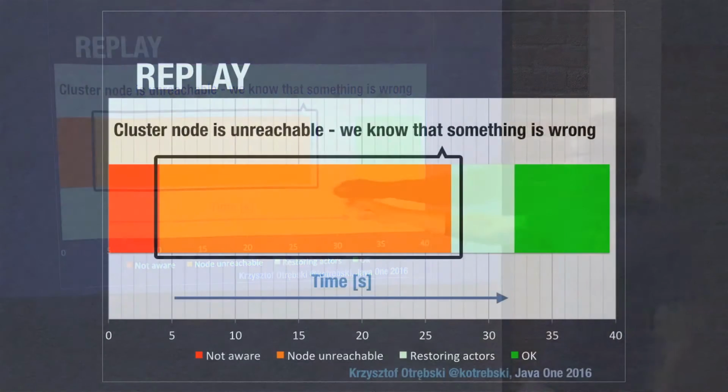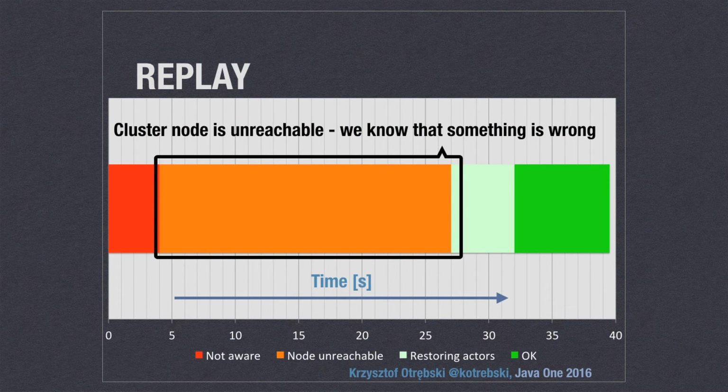This time is specified in your actor system configuration. So in this example, it's something like 20 seconds. So the cluster knows, OK, this node is unreachable. Now I'm counting to 20. And if this node is not coming back, I will drop it at this point. And the decision was made. The actor system was dropped.